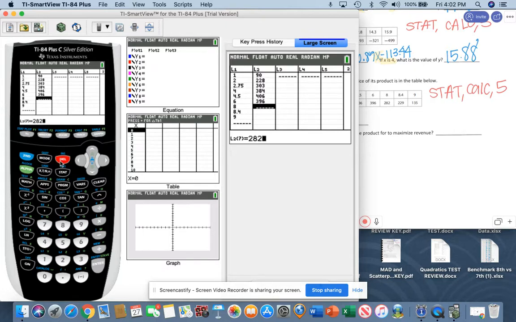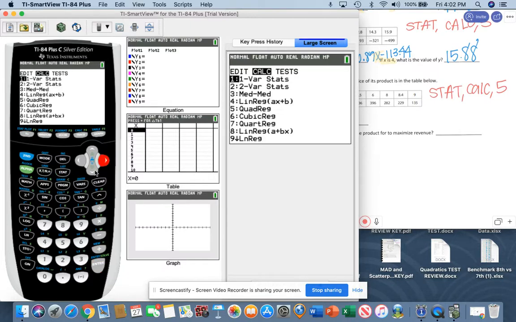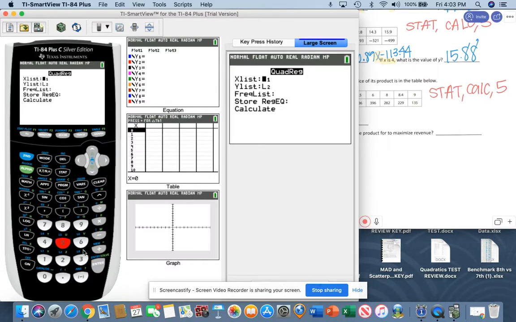Did I get 282 in there? 282. Then we had 229. And then we had 135. Enter. Stat, over to calc. 5 for quadratic regression. Enter until we can't no more. And again, I get my A, my B, and my C.